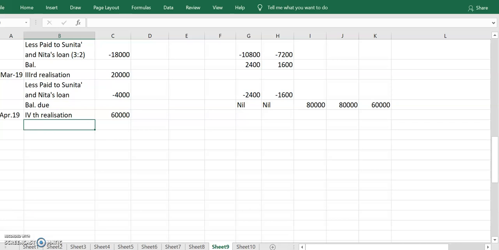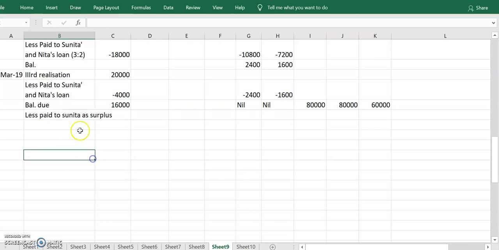60,000. Sorry, we have a cash balance that is 60,000. 20,000 after the payment of Sunita's and Nita's loan account, 4,000. We have a 16,000 balance in the cash column, and we have to pay it first according to the surplus statement to Sunita as surplus. So paid to Sunita as surplus.